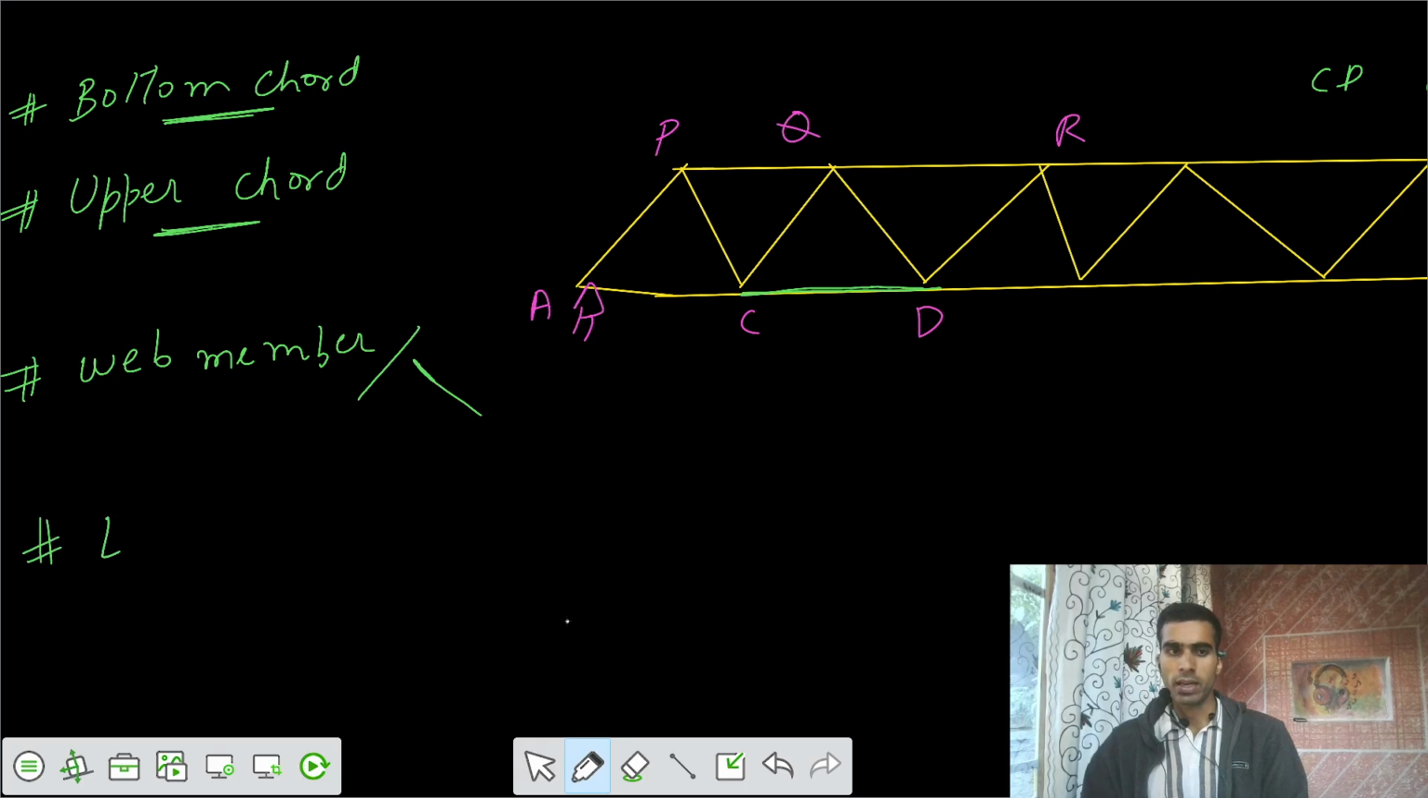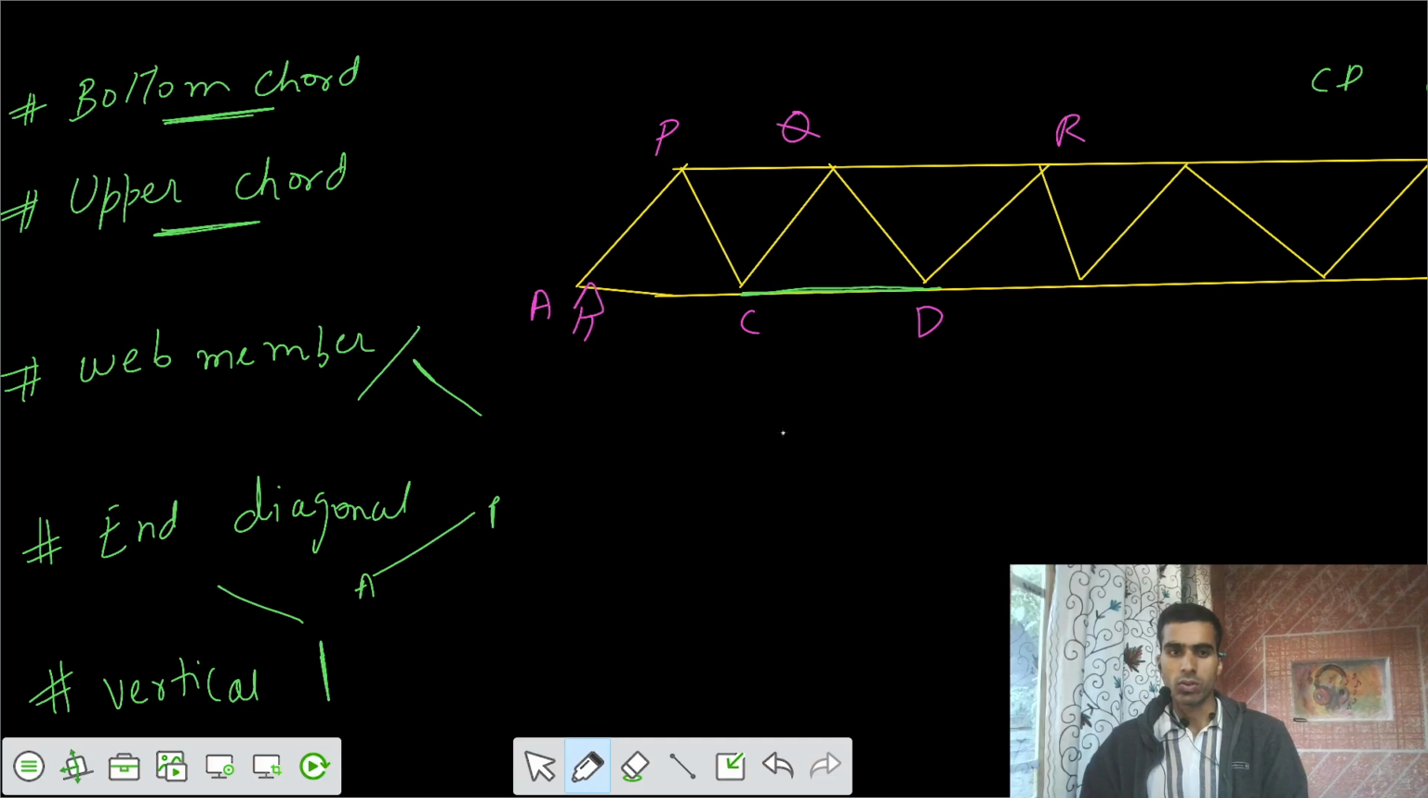And one is the end diagonal, the end one. The end one may be in this way, or it can be in this way, like that of PA. Let's say this is PA. And one more can be there: the member can be vertical also in this fashion. So we have different kinds of members.